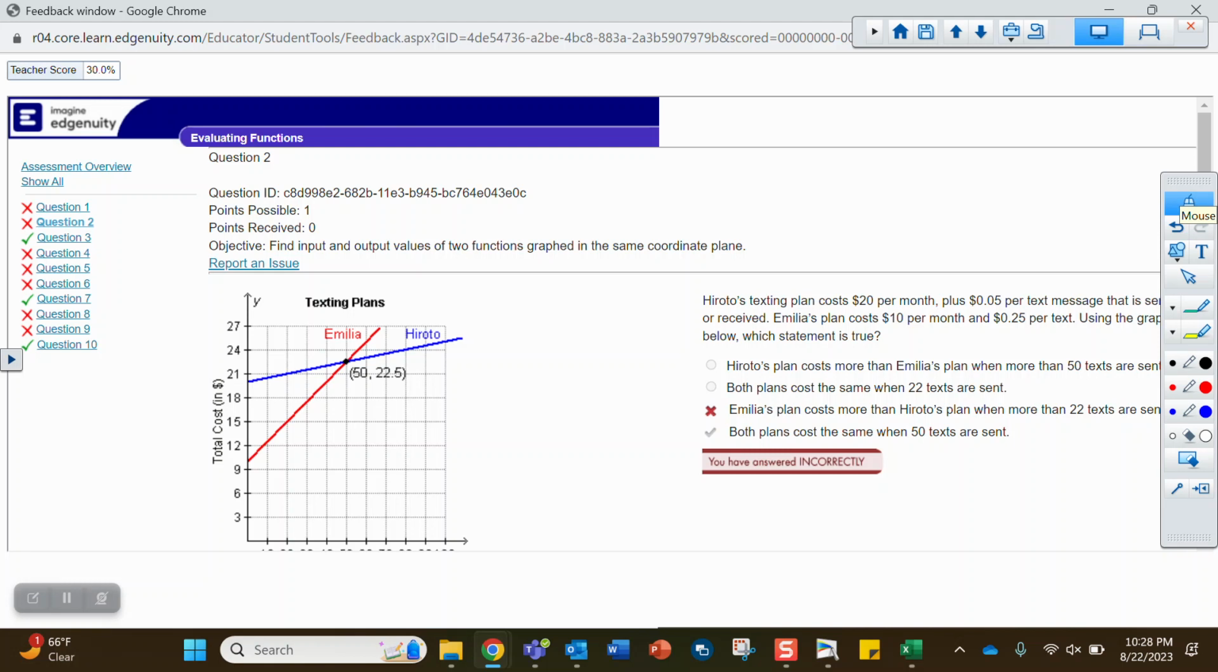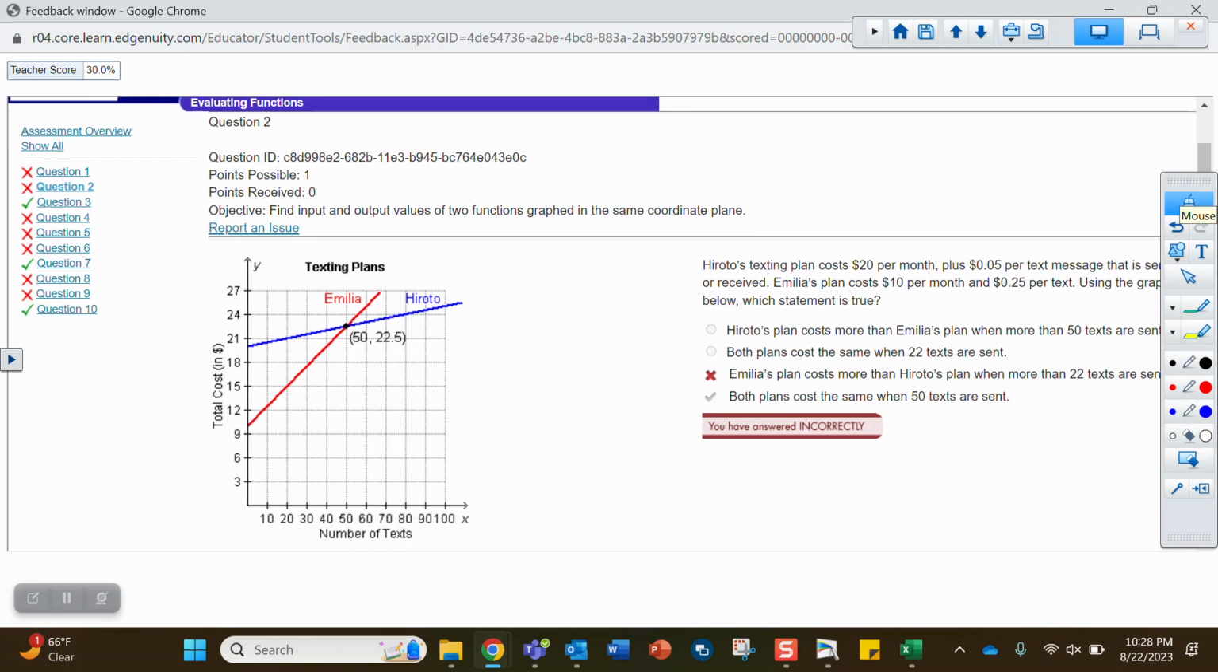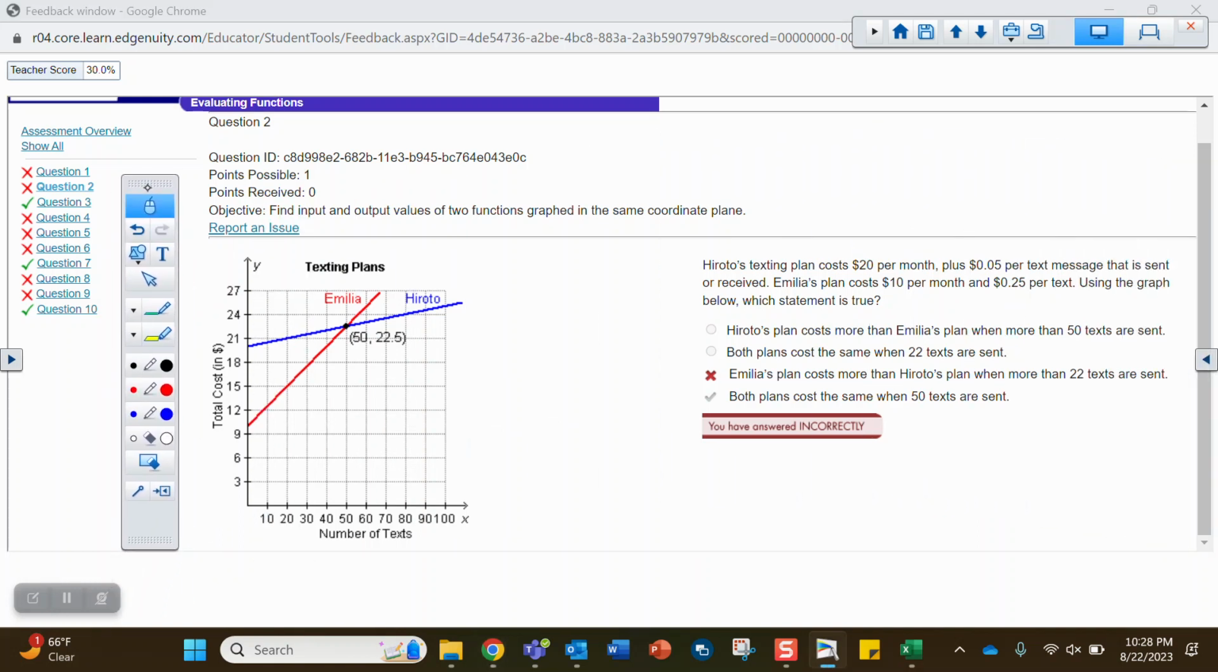Question 2 says, Hiroto's texting plan costs $20 per month plus 5 cents per text message that is sent or received. Amelia's plan costs $10 per month and 25 cents per text. Using the graph below, which statement is true? Some things we can notice just by looking at the graph, before I've even read the answers, is that Amelia's plan starts off much cheaper, only paying $10 per month, where Hiroto's paying $20 per month.